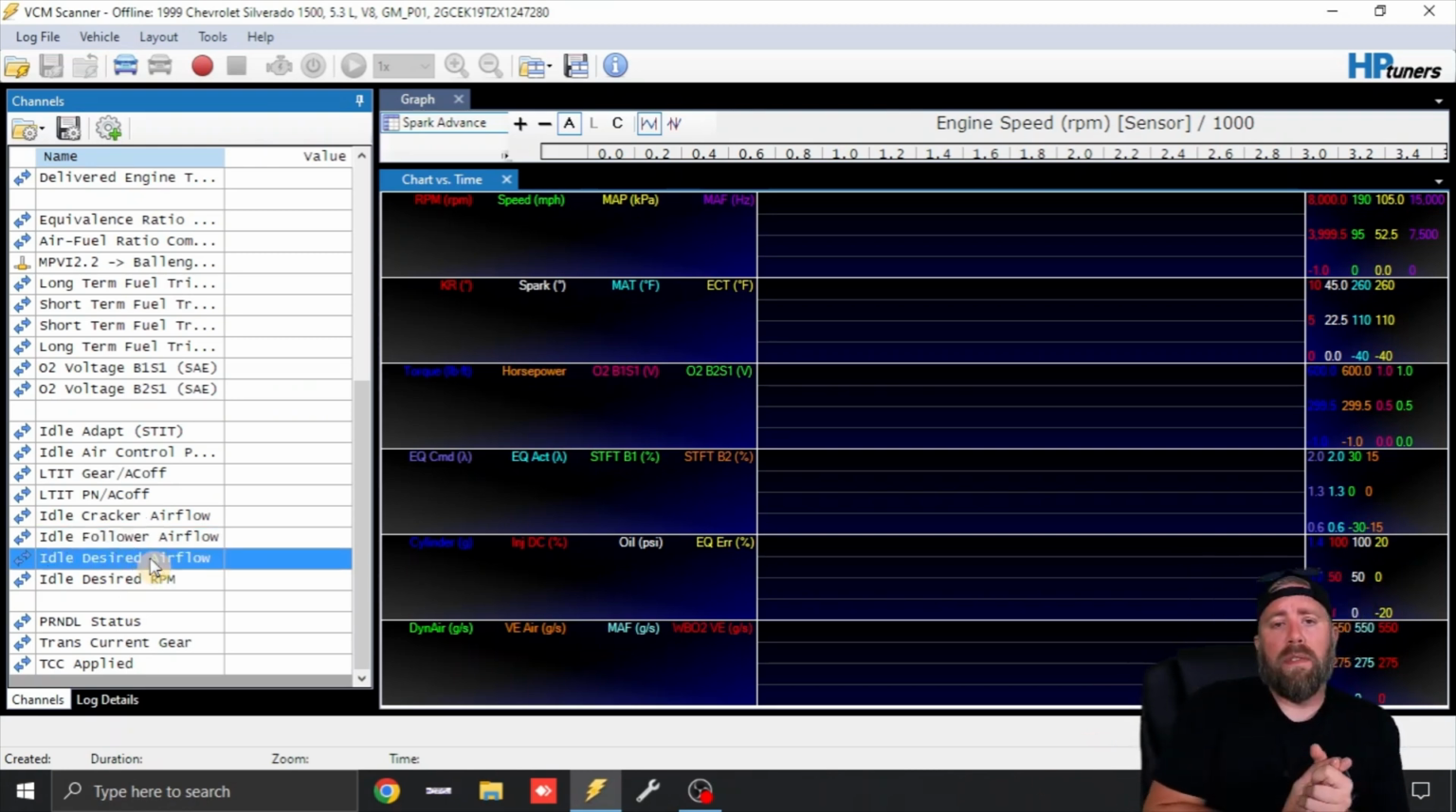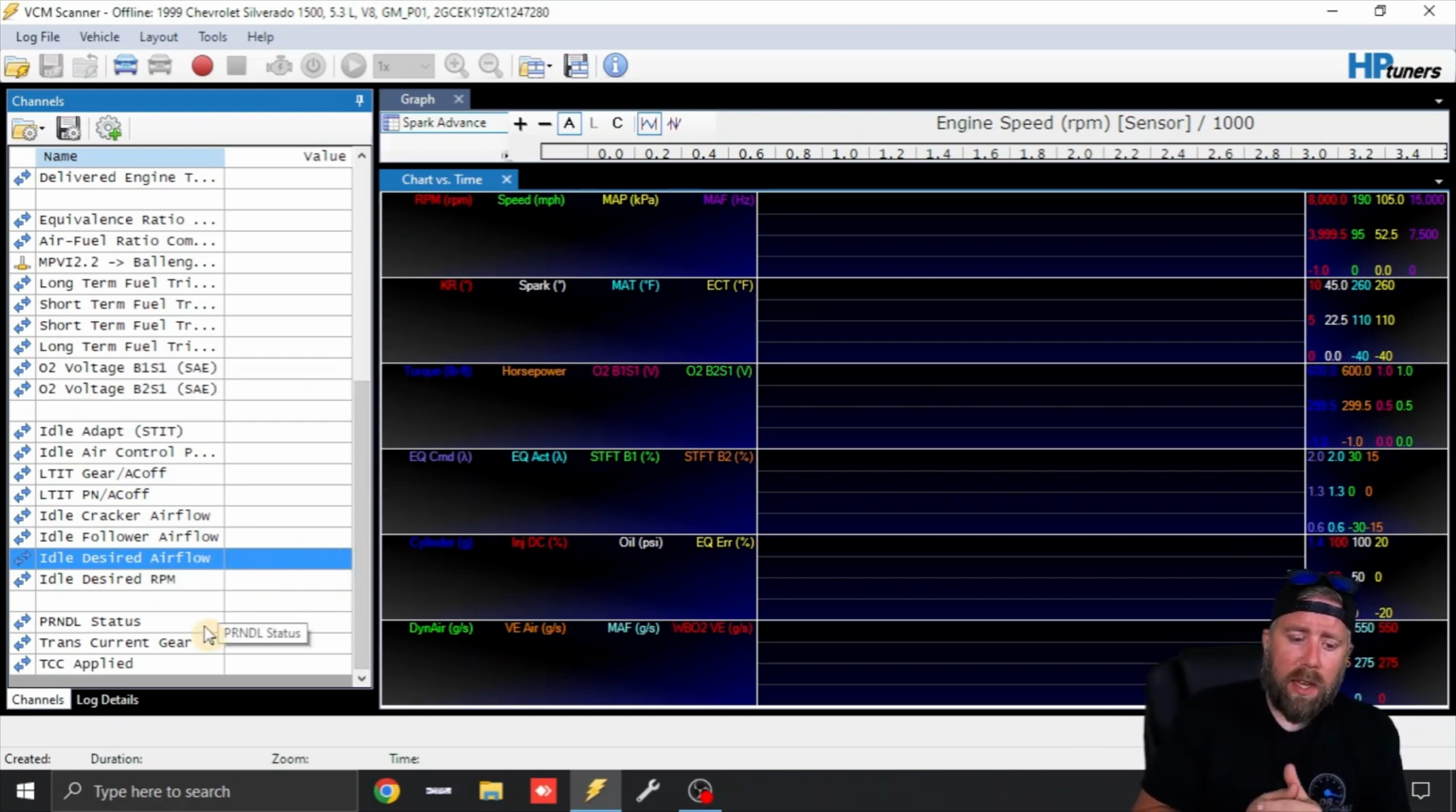Idle desired airflow. This is the amount of idle airflow that the ECM actually thinks the engine needs. So say you were idling, and the mass airflow sensor is seeing 10 grams per second of airflow at idle. This should be close to it. That way you know that your idle calculations are correct. Idle desired RPM is exactly that. It's the desired idle RPM that you've inputted into your tune.